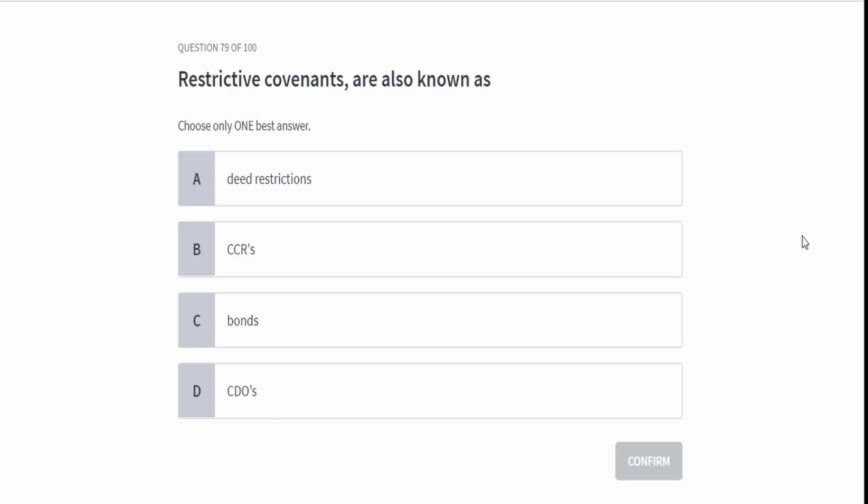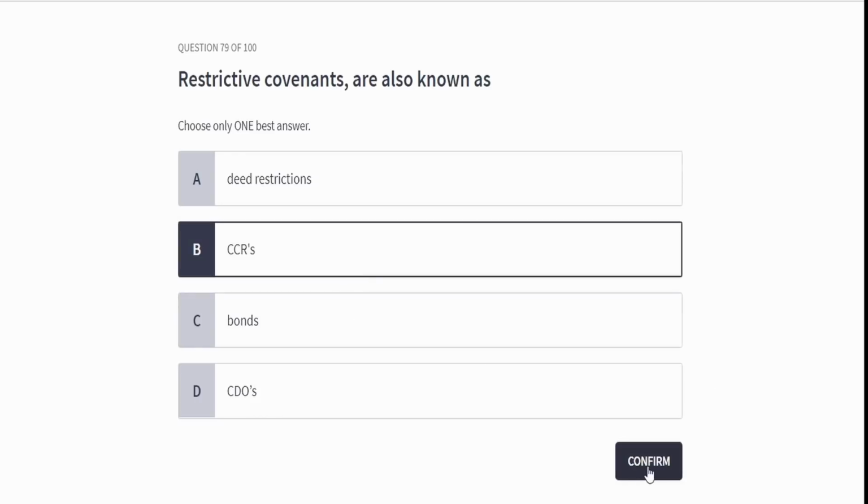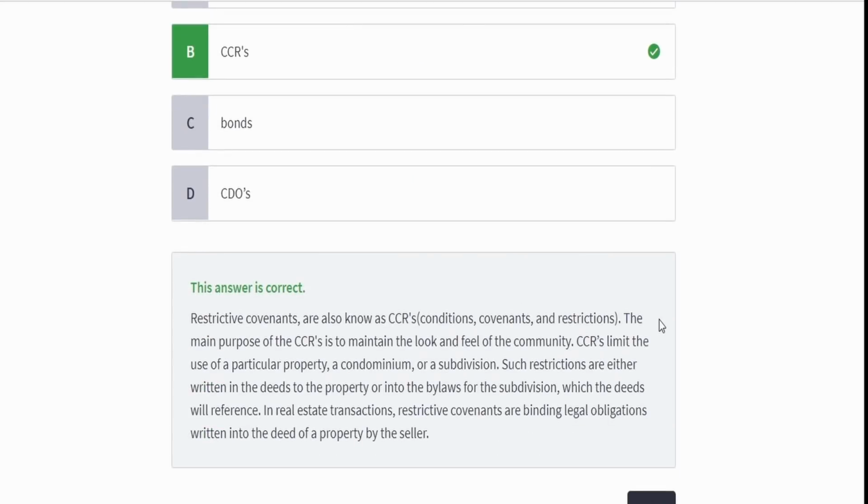Alrighty, so what is our answer for this one? Well, it is going to be B, CCRs. So what does CCR stand for? Well, that stands for conditions, covenants, and restrictions. So the main purpose of CCRs is to maintain a look and feel of a community. CCRs limit the use of a particular property, condominium, or subdivision.